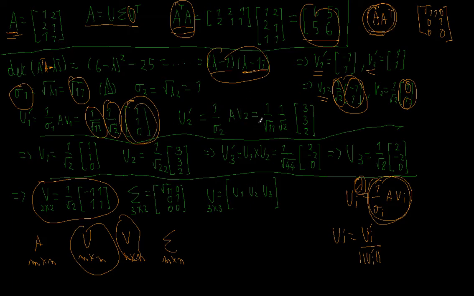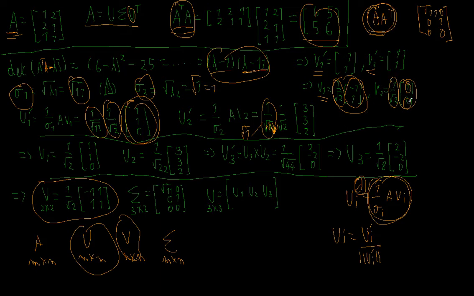And u sub 2 prime again will be 1 over sigma 2 times A times v sub 2, which will be 1 over square root of 1, sorry, not square root of 11, because the second singular value is not square root of 11 but square root of 1, so simply 1. So you get 1 over square root of 1, so 1 over 1, so 1 times 1 over square root of 2, again this normalization factor here.